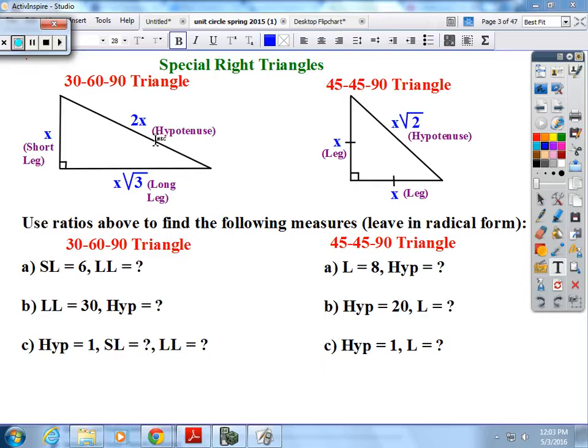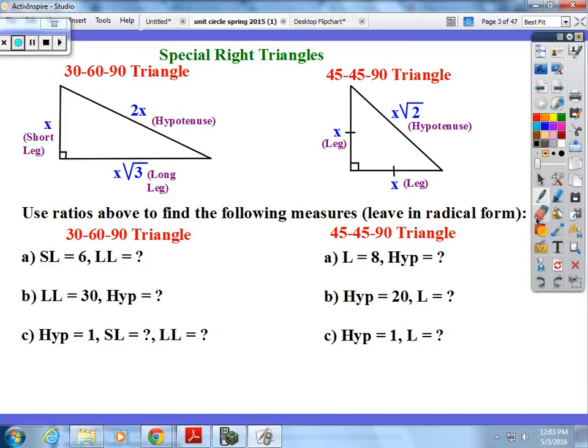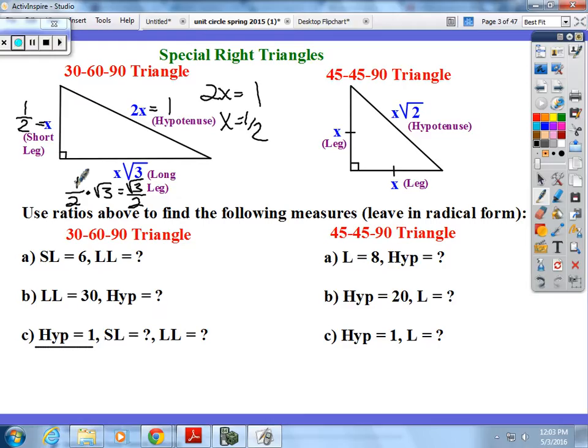So we're going to skip down to part C below there and pretend that the hypotenuse for this triangle has a length of 1. So now we know that 2x equals 1. So if 2x equals 1, that means x would equal 1/2 because you divide both of those by 2. So that means the short leg has a length of 1/2, which means that this has a length of 1/2 times the square root of 3, which equals just square root of 3 over 2, because we multiply the square root of 3 by 1, keep the 2 on the bottom. So if the hypotenuse has a length of 1, the short leg has a length of 1/2, and the long leg has a length of square root of 3 over 2.